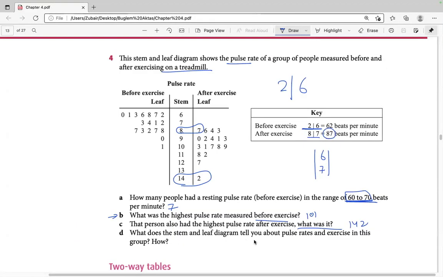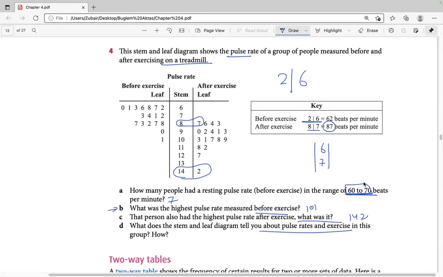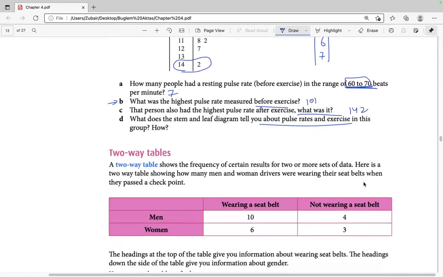What does this stem and leaf diagram tell you about pulse rate and exercise? Now, this is the observation. What do you observe? Generally, what happens before and after exercise to the pulse rate? Well, their pulse rate increases. No longer in the 60s and 70s zone. It goes up to like the 80s. That's right. No longer in the 60s, 70s.